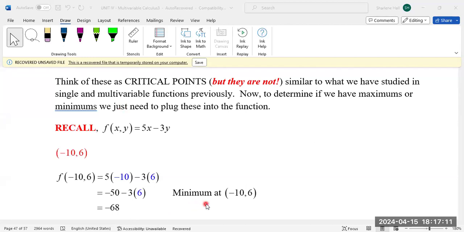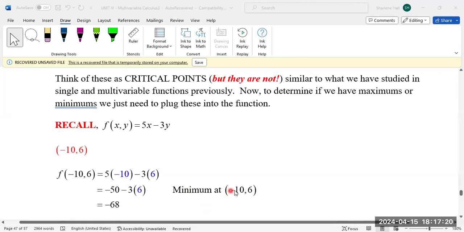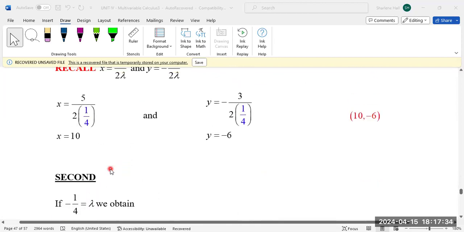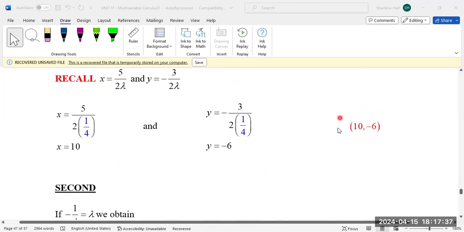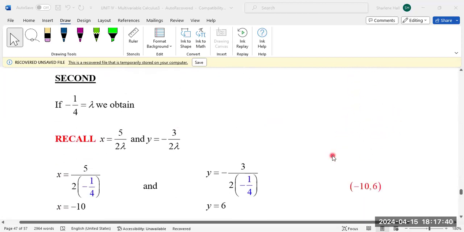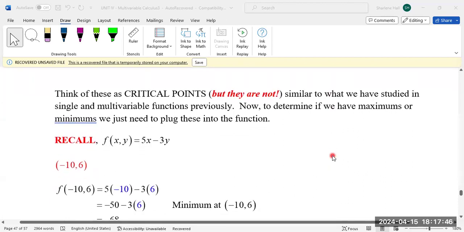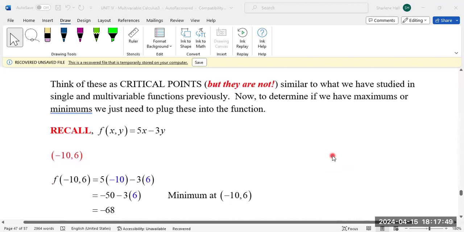In another topic, we would have said that this is a maximum, but because we're not doing critical points, watch me now. We have a minimum at negative 10, 6. Do me a favor. Evaluate the function for me at the point positive 10, negative 6. Remember, I have 2 points. Evaluate the function at that point and tell me what you get, and classify it, whether it's a maximum or a minimum value. And then I'm going to explain something to you after.